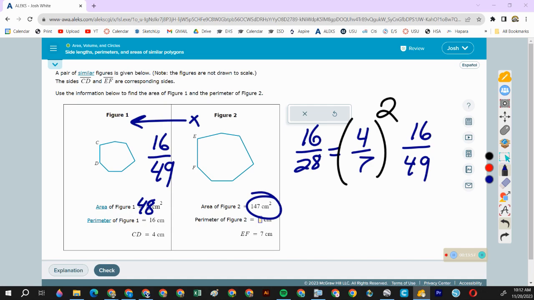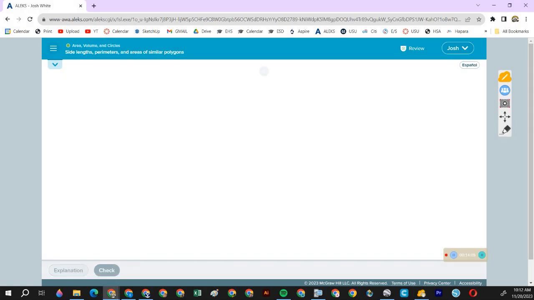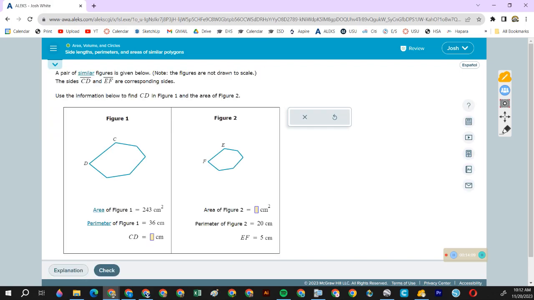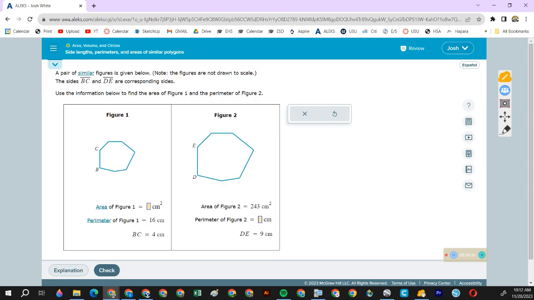Ooh, that's tricky. I've never seen this problem before. Let's do another one. Nope, we don't want to do this one. This one's too easy. Okay, we'll do this one and then we'll decide.